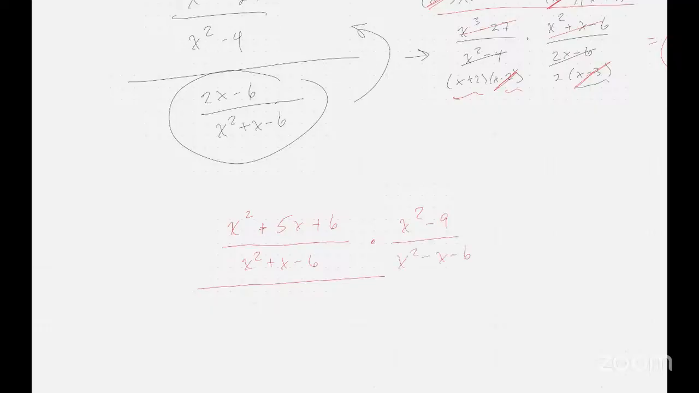How do they factor? This top one is just x plus 3 and x plus 2, right? This is x plus 3 and x minus 2, right? Good. This is x plus 3 and x minus 3. And this is x plus 2 and x minus 3. Did I get all those right?